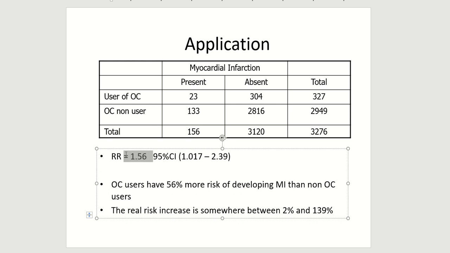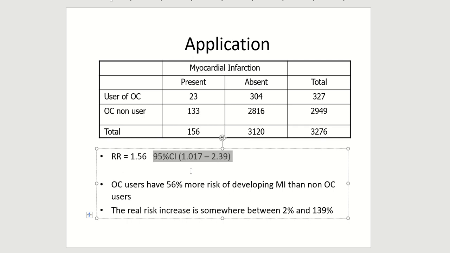Over here, that's the same example. I have the relative risk, and I'm looking at the 95% confidence interval. The 95% confidence interval has a lower limit of 1.017 and an upper limit of 2.39. The interpretation of a 95% confidence interval means that although in my sample my relative risk came out to be 1.56, in the population, I'm 95% confident that the real relative risk is somewhere between 1.02 all the way up to 2.39. I don't know exactly where it is, but I'm 95% confident it's somewhere between these two values.